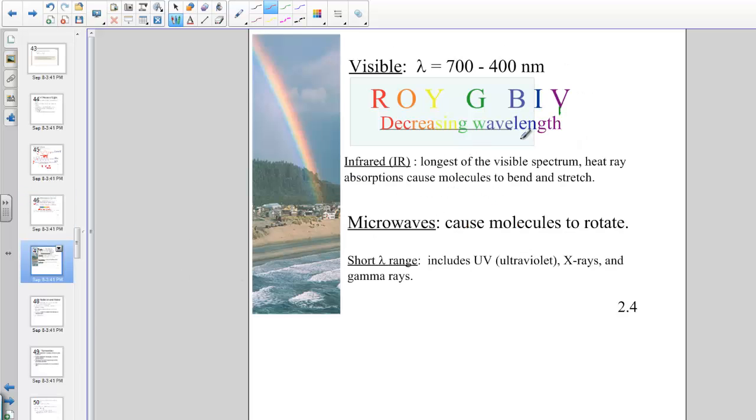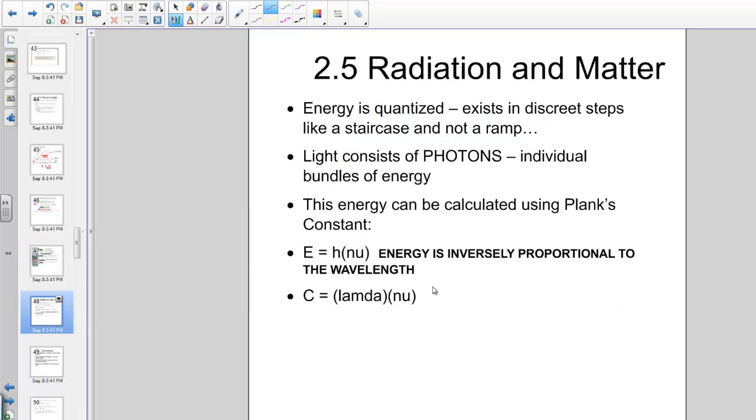So ROY G. BIV describes the wavelengths, telling us a lot of information about energy. Short lambda, short wavelengths include UV, which is ultraviolet, X-rays, and gamma rays. Longer wavelengths include the infrared, some radio waves, and so forth. The electromagnetic spectrum allows us insight into the energy of a certain wave.